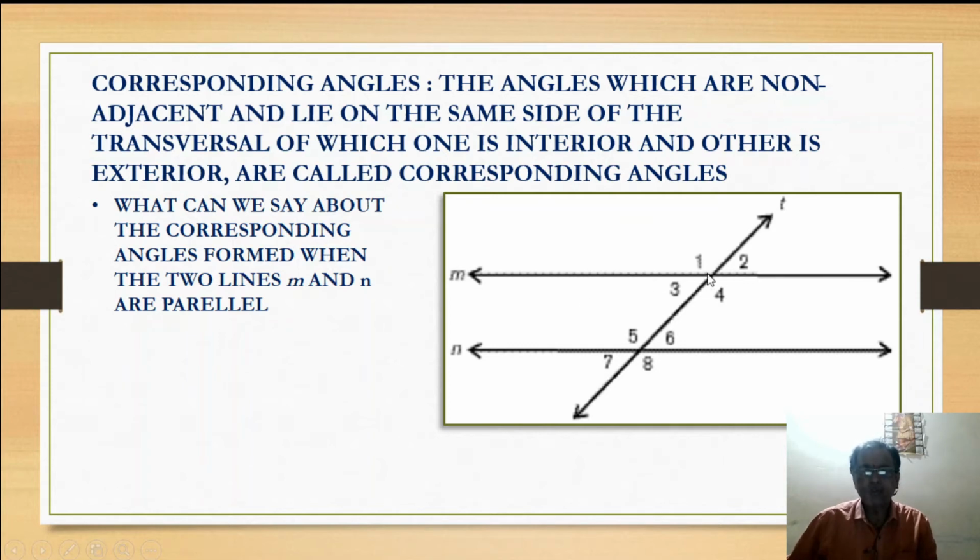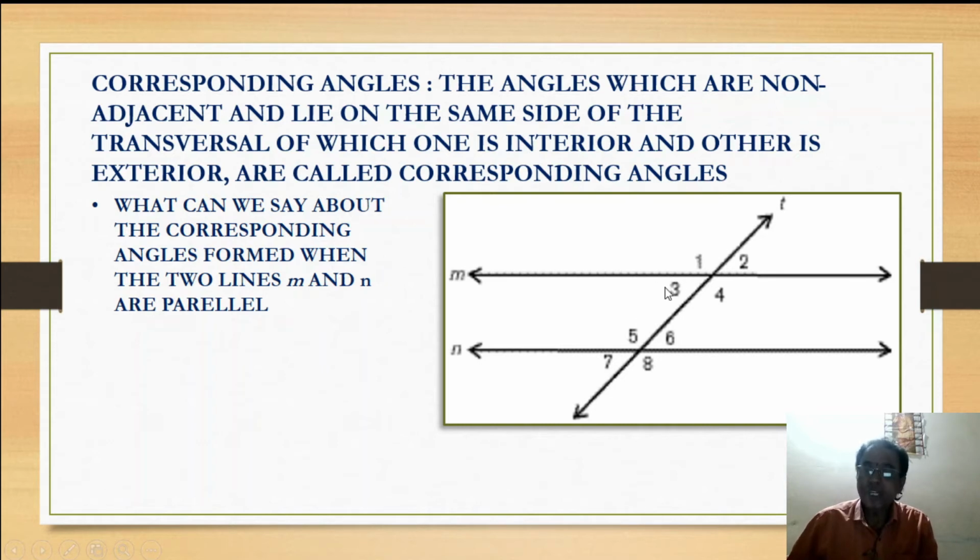Also one more point to remember here: angle 1 position and angle 5 position are the same. Both are on the same side of transversal, and here we have one line, and upon this line we have 1, and here also one line, upon this line we have 5. That's why these positions are correspondingly the same, and these two are called corresponding angles. Just observe the positions also. By seeing the positions we can say these two are corresponding angles.